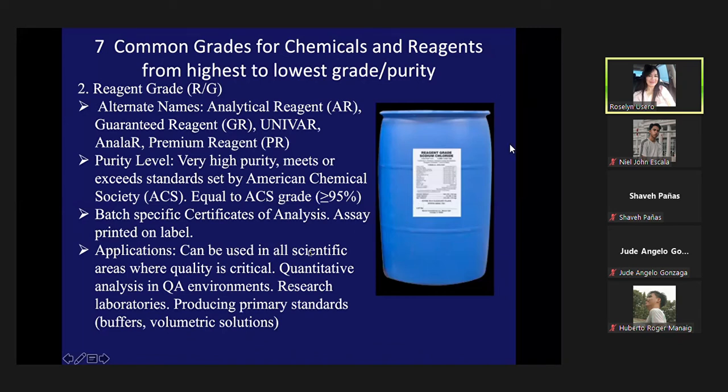Reagents or chemical grade. It can be used in all scientific areas where quality is critical. Okay, take note of this class sa mga research, you use this one. Quantitative analysis in quality assurance environments, no? Especially if someday na-employ ka mo sa quality control labs, no? Dapat amo gini ang chemical grade. Research labs also producing primary standards. You will understand what primary standards better as we go along.